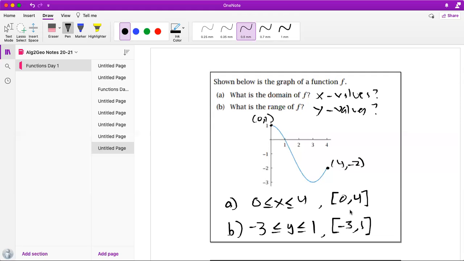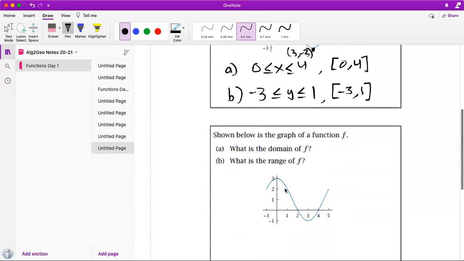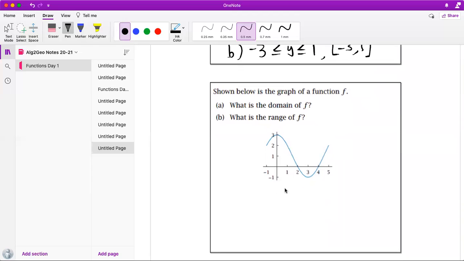So we can find domain and range from graphs just by looking at the picture and reading the numbers off the graph. We'll talk about the domain and range from graphs a little more later. I don't want you to be like, I don't know how to do it from a graph. It's okay. Here's another example.